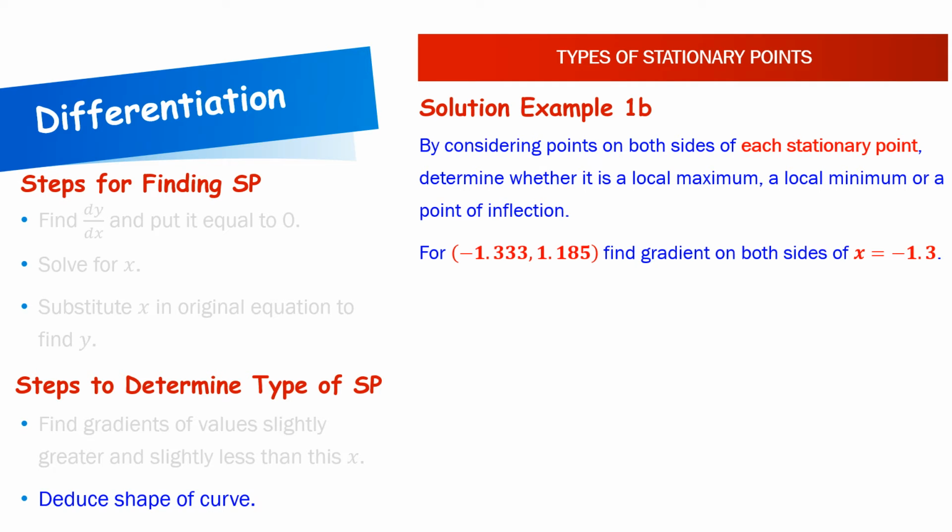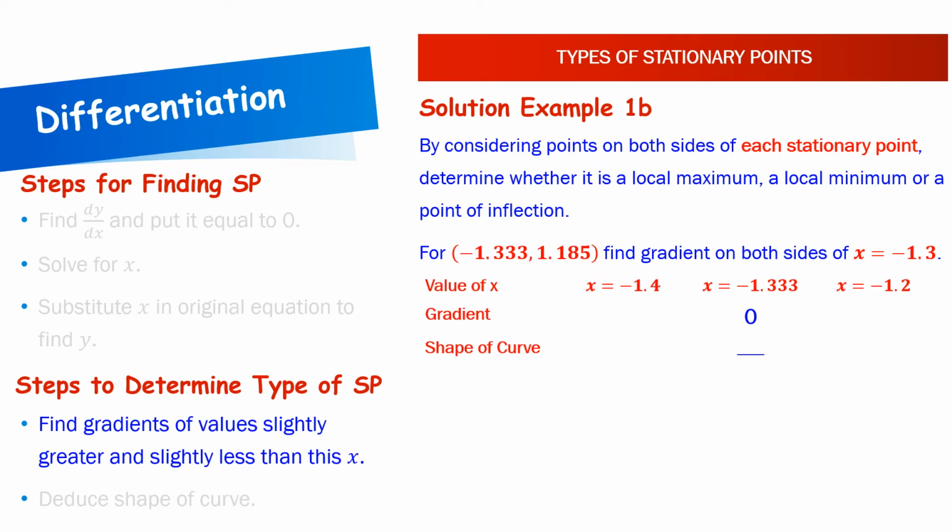Now let's look at the other stationary point. We're going to find the gradient on both sides of x equals minus 1.3. We are in particular going to look at the points x equals minus 1.4 and x equals minus 1.2. Of course, we know that the gradient at x equals minus 1.33 recurring is equal to 0. So the shape of the curve is actually flat at that point.